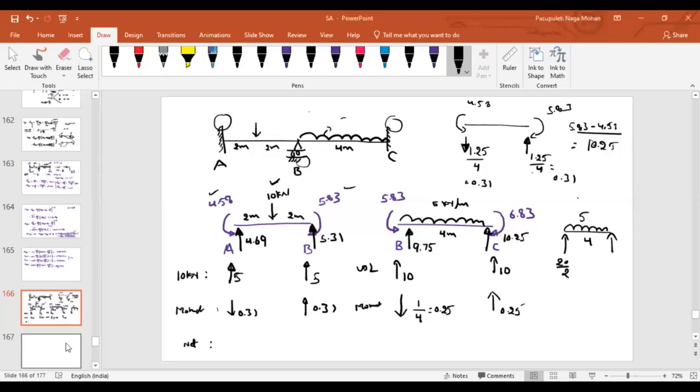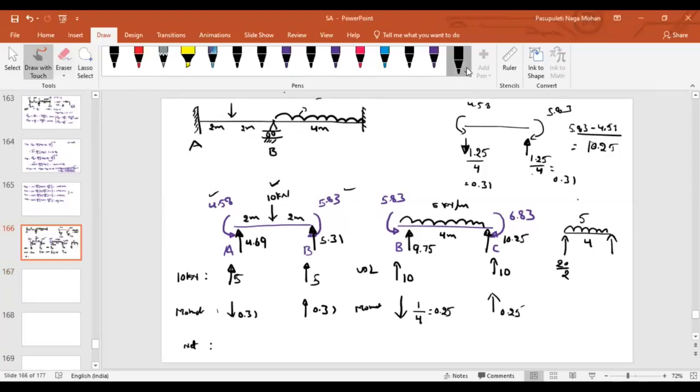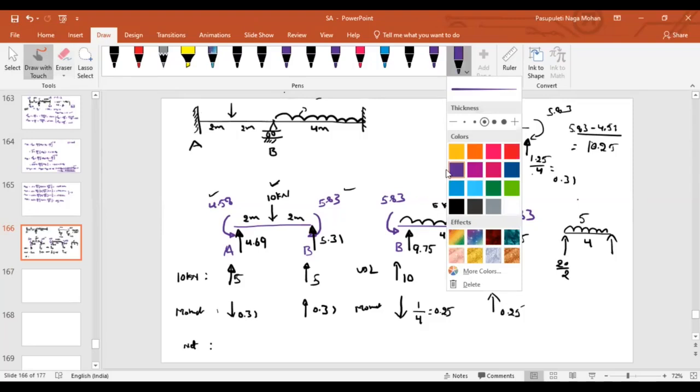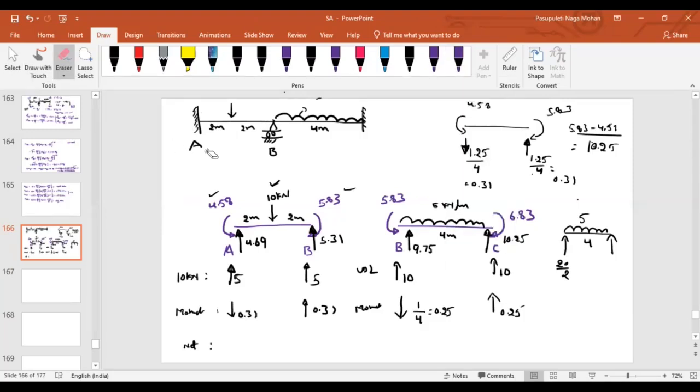Clear, sir. Now let us represent the forces in the original diagram. At A, what is the support reaction that we have got generated? 4.69. What about the reaction at B? At B, we have two spans, right? So here, one for AB and one for BC. How much will it be? 5.31 on AB and 9.75 on BC. Then what is the net value?